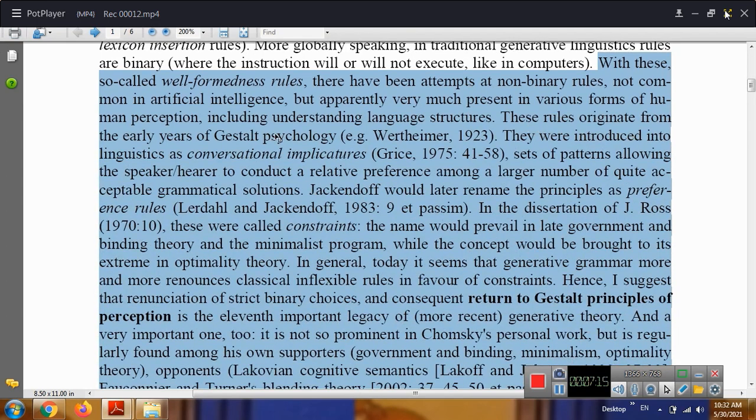These rules originate from the early years of Gestalt psychology. They were introduced into linguistics as conversational implicators. What do we mean by conversational implicators? Conversational implicators are a set of patterns allowing the speaker or hearer to conduct a relative preference among a larger number of quite acceptable grammatical solutions.